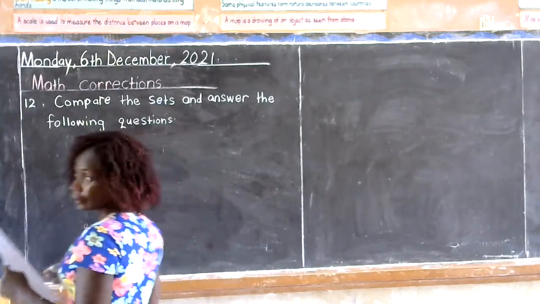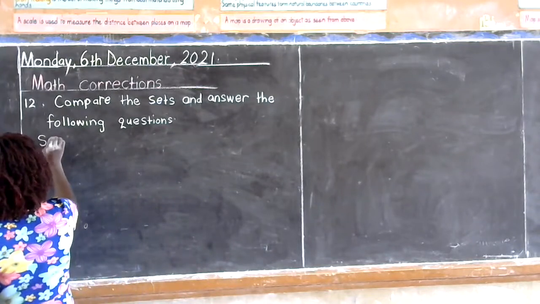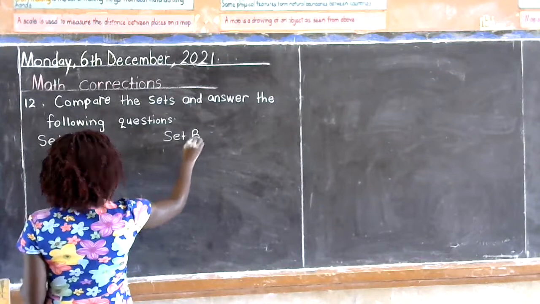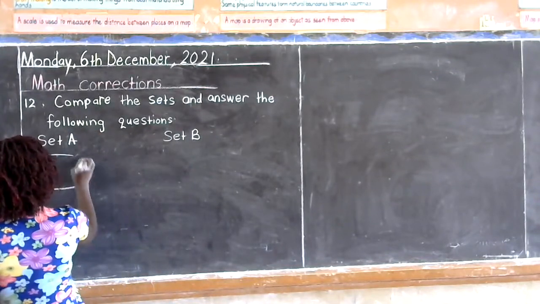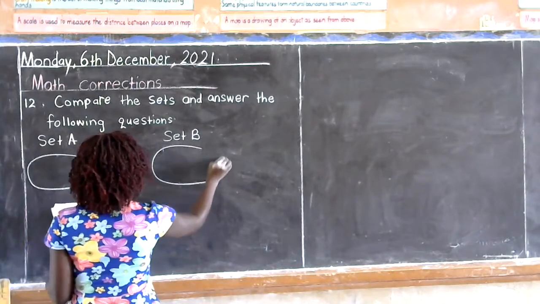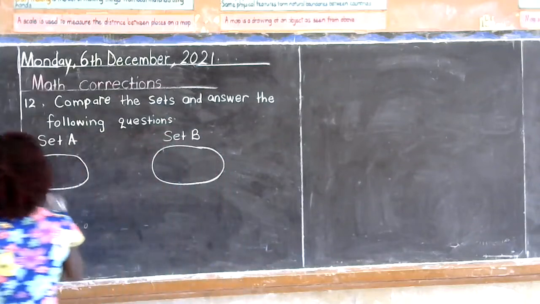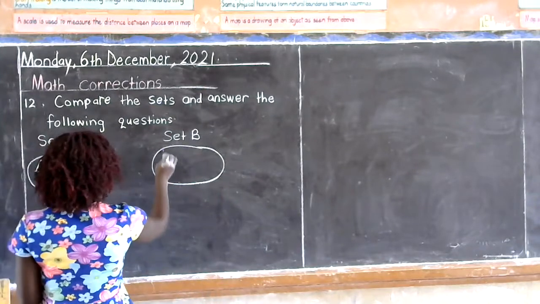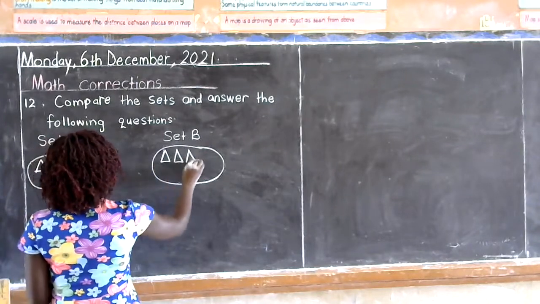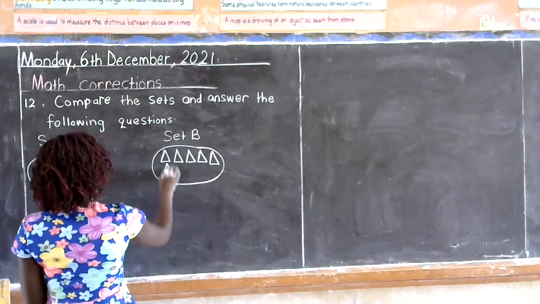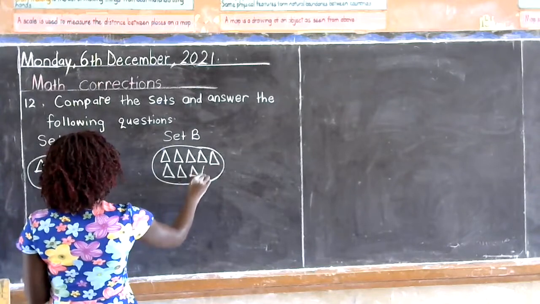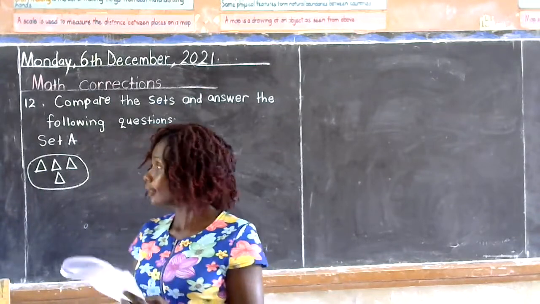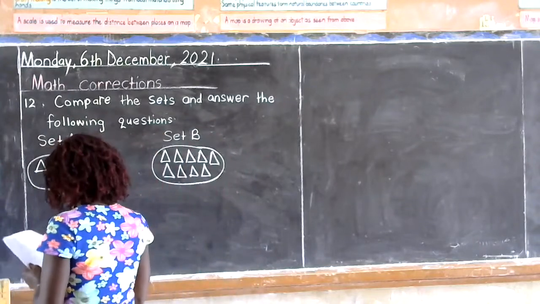Okay? Friends, here we had set A and set B. Set A had its members and set B had also its members. In set A we had 4 members. Then set B we had 9 members. Now we had also some questions under those sets.